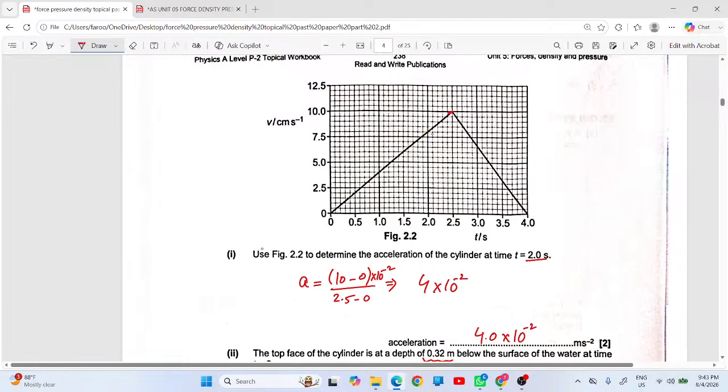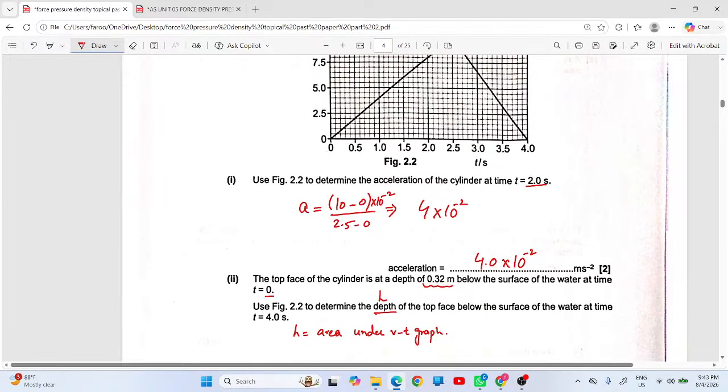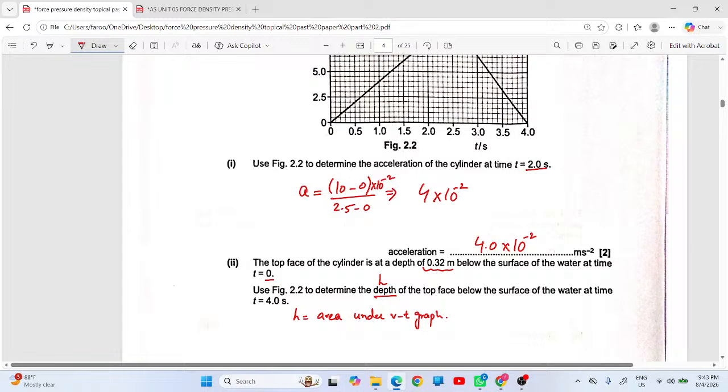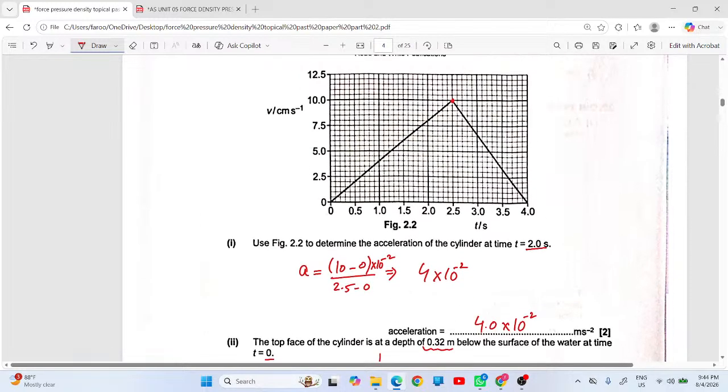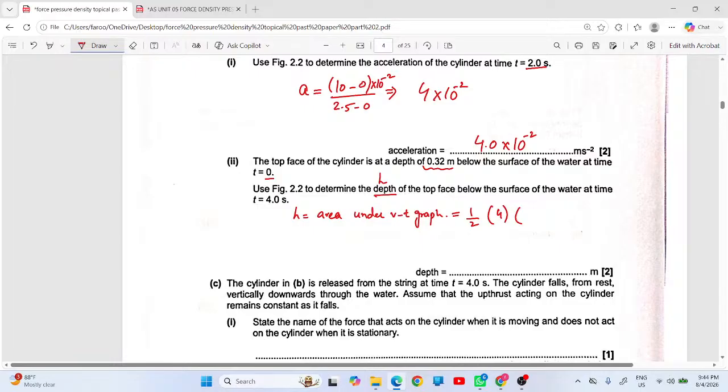It's a triangle, so for a triangle हम ऐसे करते हैं, 1/2 base into height लग जाएगा ना इस पे. So 1/2, the base is 4, height is 10, 10 into 10 raised to power minus 2. Check करें.